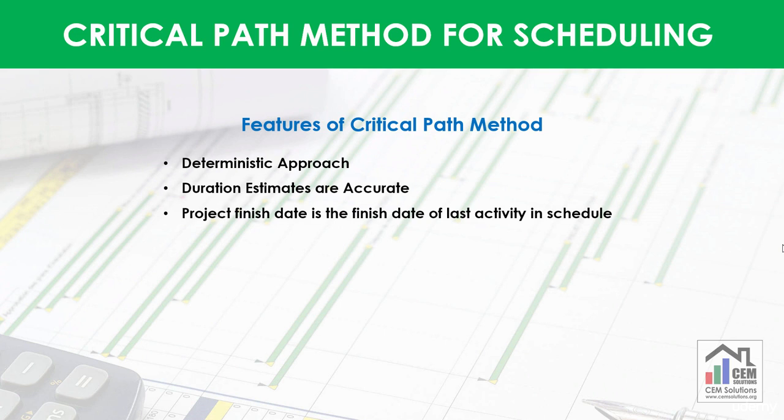Project finish date in CPM is the finish date of last activity in schedule. This means that we can accurately tell when the project is going to finish. In other scheduling techniques like PERT, duration estimates are calculated with probability, and it is not necessary that project finish is finish date of last activity in schedule.